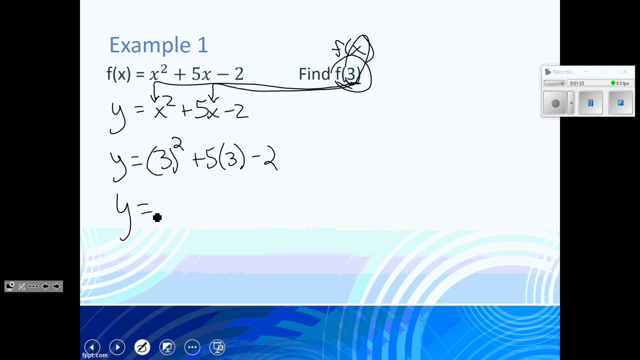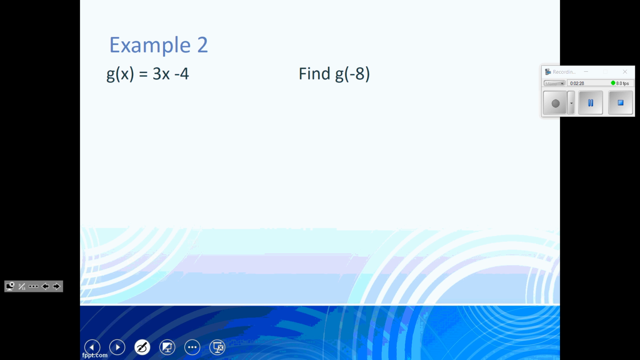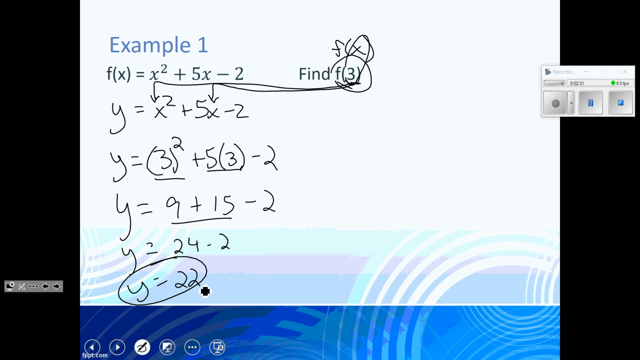22. So if you worked it by hand, you would have to work PEMDAS. So this would be 9 plus 15 minus 2. Then left to right, you would get 24 minus 2, which would be 22. You can put that all into your calculator. So when my input is 3, my output is 22. Any questions on that? Input is x, output is y. So when the x is 3, then the y, the output, is 22. Thank you. Sorry.